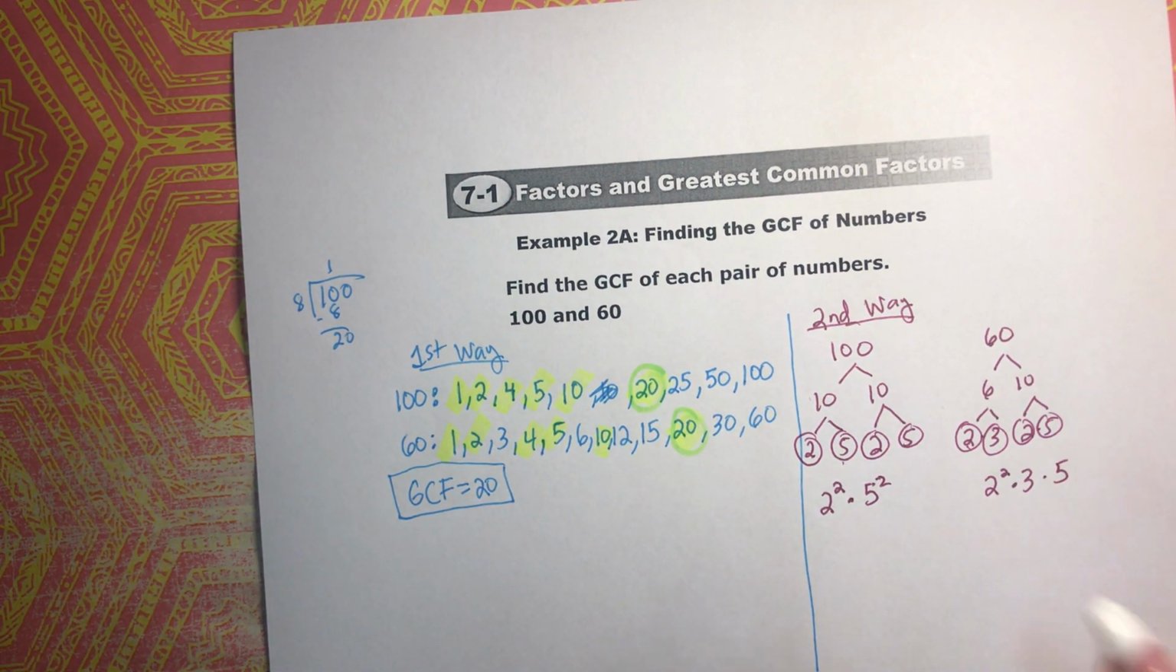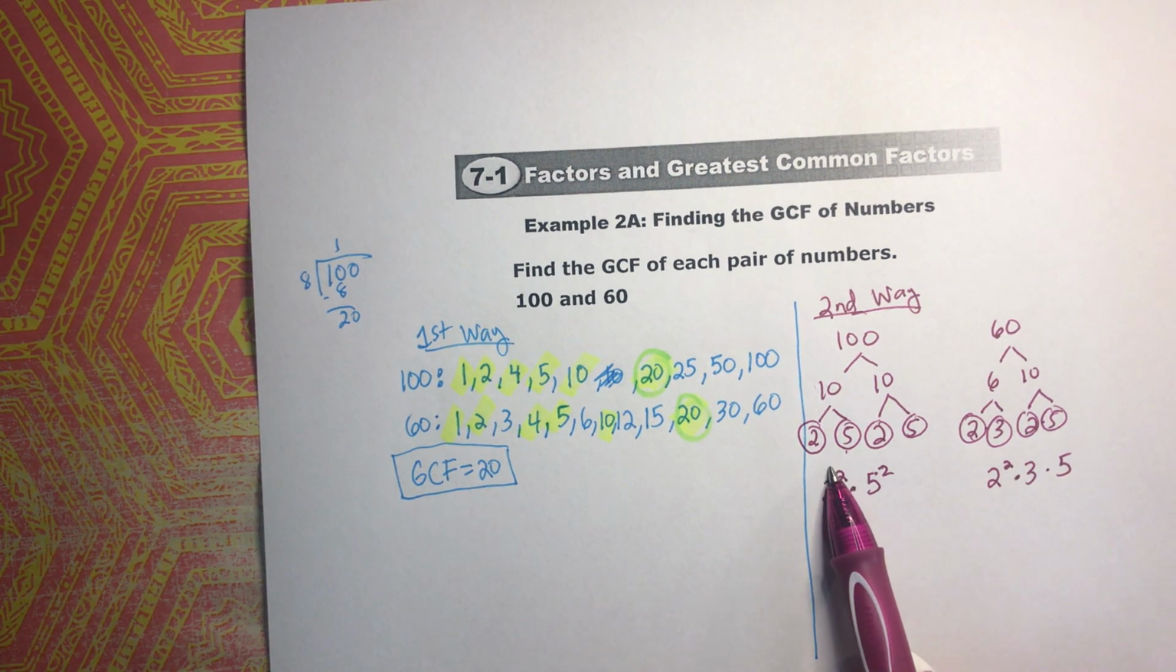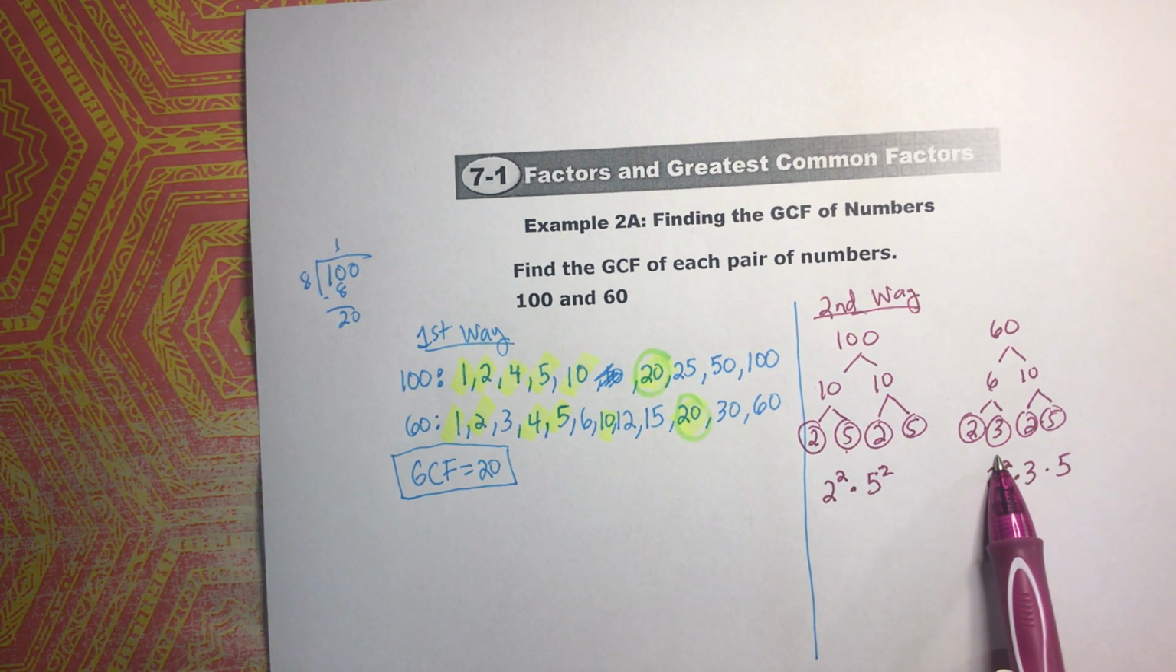Okay, so now that I have my prime factorization, I have to look for the common factor. So what do they have in common? They have this 2 squared in common, and they also have a 2 squared here.